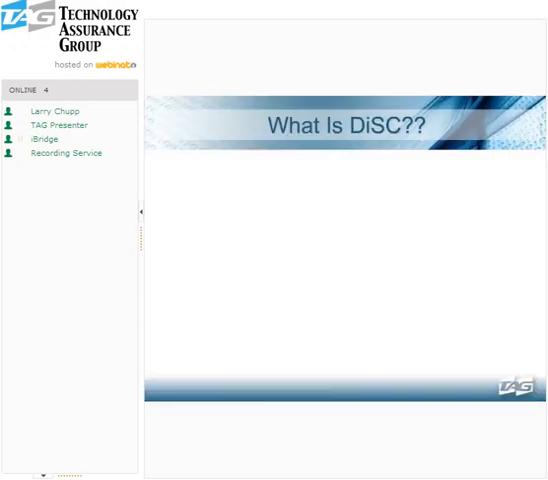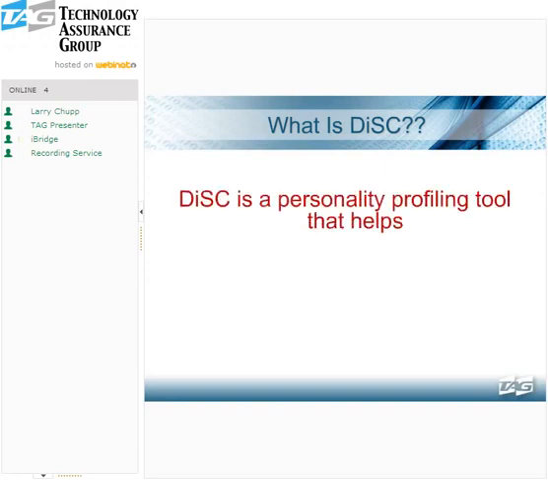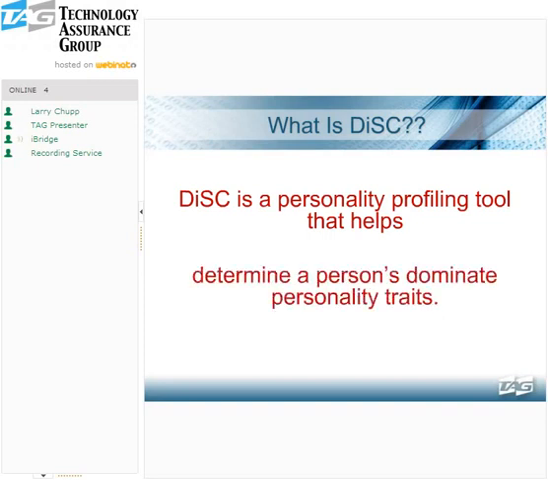So I'm going to advance this. Now, did you advance on yours okay? Yep, it says, what is DISC? Good. It's a personality profiling tool that helps determine a person's dominant personality traits, which you learned in the class.